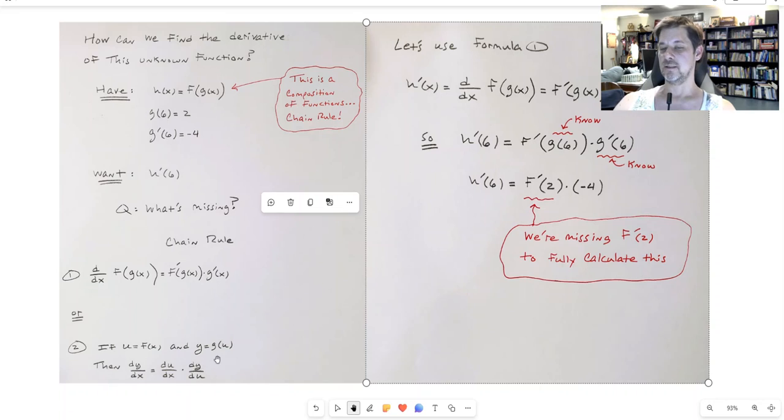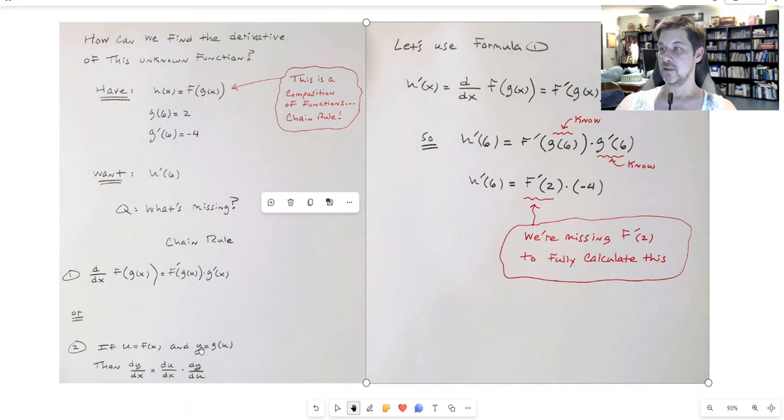We could also say it this way. If u is a function of x and y is a function of u, okay, ultimately y is a function of x because there's a chain, right? You take x, you calculate u. Once you have u, you calculate y. All right, it's no different than this. Now, these are both saying exactly the same thing, okay?